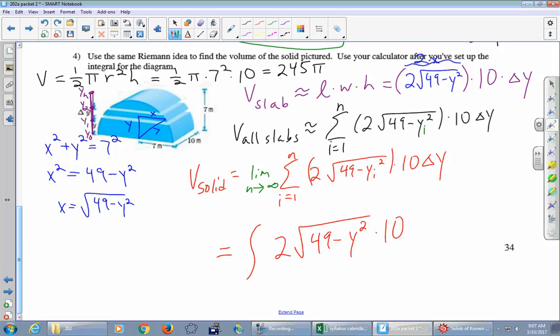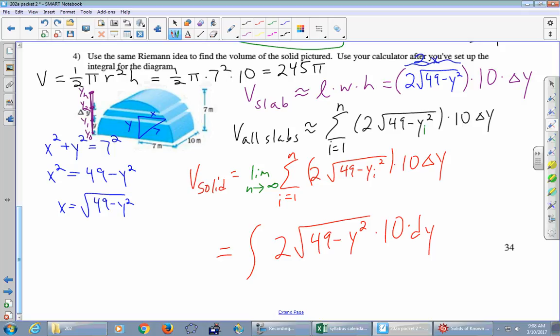Notice that when we go from the sigma to the integral, what did we just drop? What did we lose in here? The i. It doesn't make sense, we're not numbering them in here anymore, right? So we drop that. The delta y changes very slightly. dy, right? Delta y becomes dy. It's a very small change. The limit and the sigma get absorbed in that integral sign. The only thing left to put in there is what?